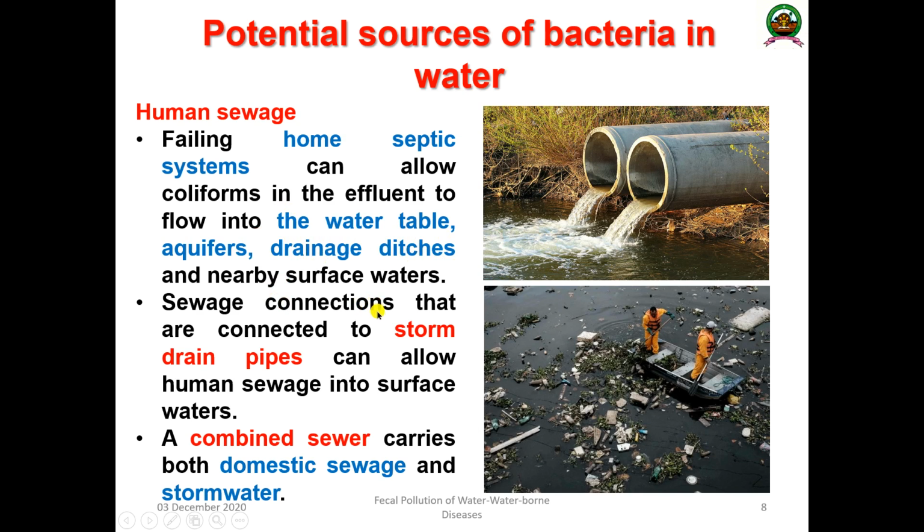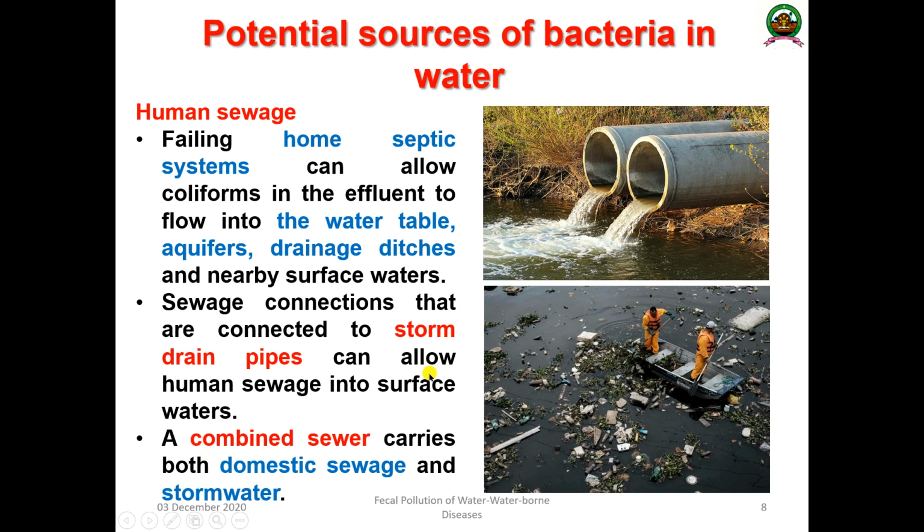All those things are very near to the surface of the water, so the water will easily become contaminated. Then there are sewage connections connected to storm drain pipes. Storm drain pipes carrying a lot of sewage release it directly to the nearby water body, and then it will be contaminated with a lot of bacteria.